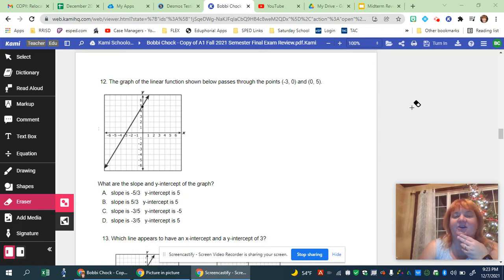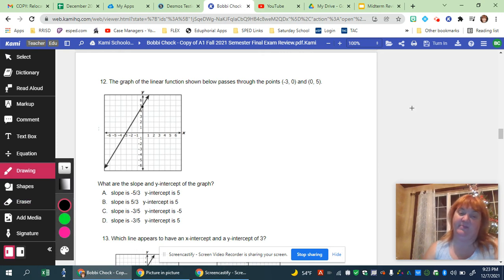The graph of a linear function below passes through these points, okay? Which are the slope and y-intercept of the graph. Honestly, guys, I already did this earlier because this is my second time doing this page because of an error. Right away, you can see it's a positive graph. So none of these work except B.